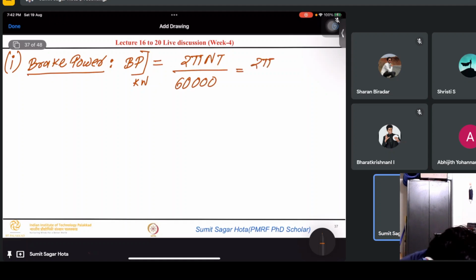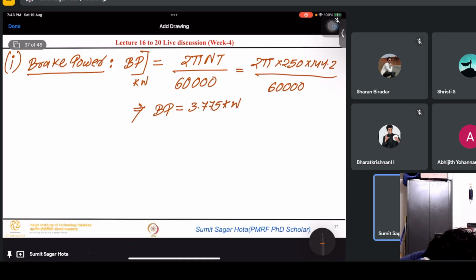2 pi, 250, 144.2 divided by 60,000. Okay. The brake power is 3.775 kilowatt. Okay.